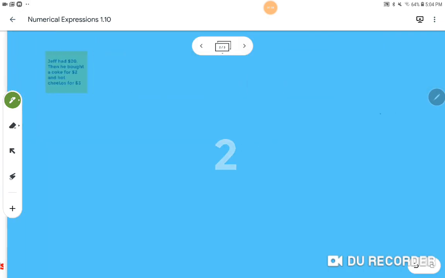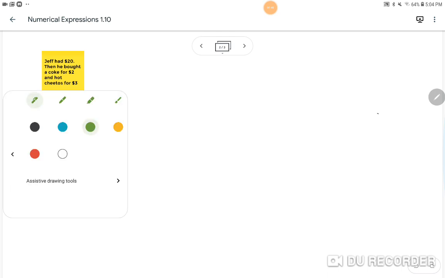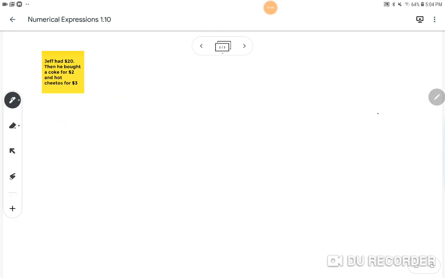So let's look at the next one. Remember our steps here. We're going to write down the numbers first as we read it. Jeff has $20. He bought a Coke for $2 and hot Cheetos for $3. So there is our stuff. Now let's go ahead and read it again and put in the operation. Jeff had $20, then he bought. If you buy stuff, you're going to spend money on it. So that's a subtraction sign.